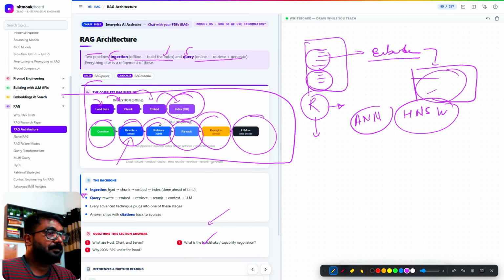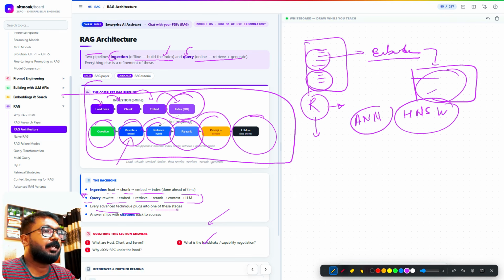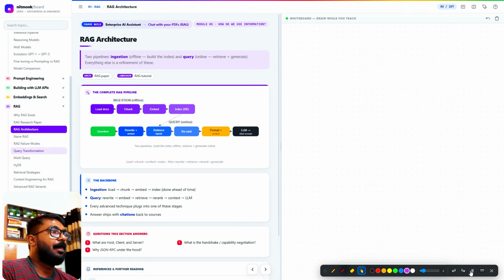Then there is ingestion: load, chunk, embed, and index. There is query: write, embed, retrieve, re-rank, context, and LLM. Everything I told you about. Every advanced technique plugs into one of these stages. Absolutely. And the answer ships with citation. Citation, again, I'm putting more weight on, because it is one of the key techniques to avoid hallucination in RAG, right?